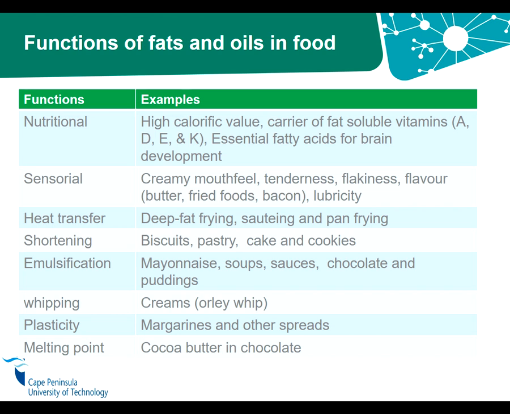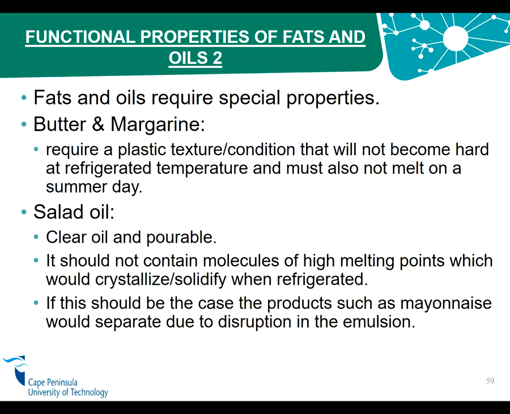shortenings in biscuits, pastry, cakes and cookies, and also in bread. And then they are involved in emulsification, especially in products such as mayonnaise, whipping properties, creams, products such as Olive Whip, and then melting point, cocoa butter, etc. Let us see if we can look at these individually quickly. So fats and oils require special properties.